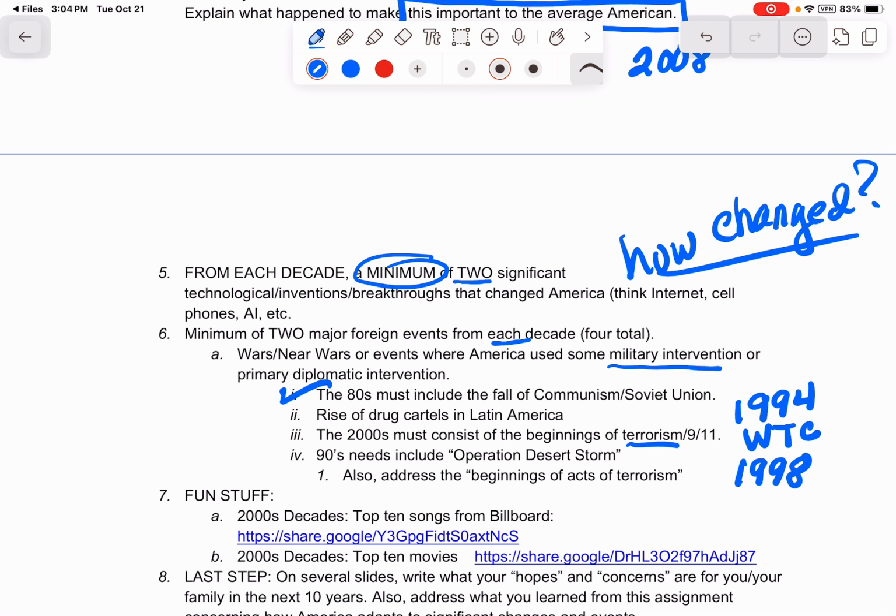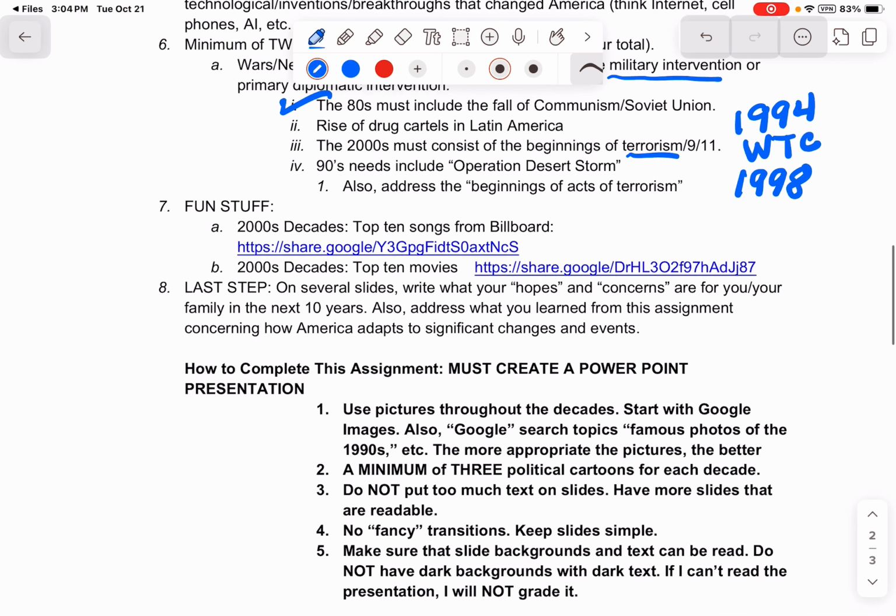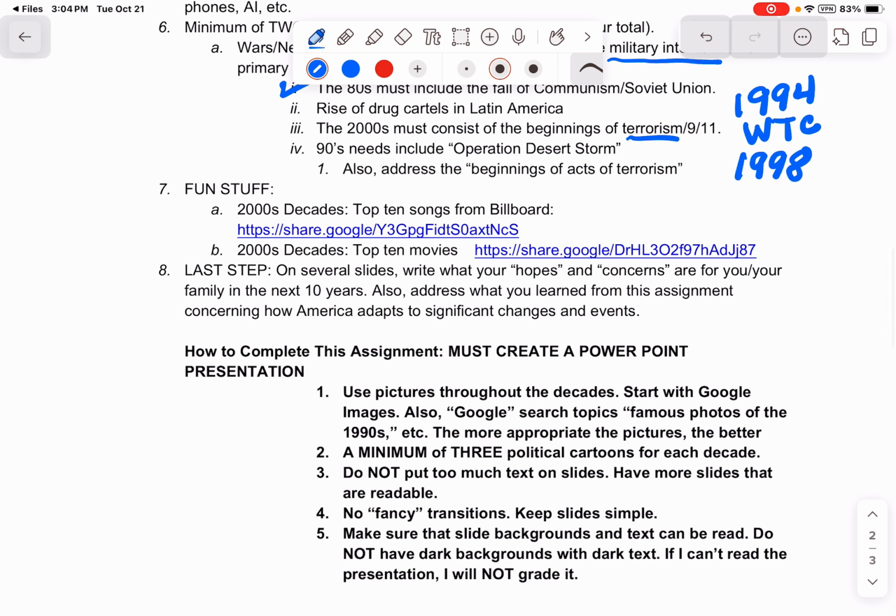And then I just threw in a little bit of fun stuff. What were the 10 top songs from Billboard during these decades? For example, here's the 2000s decade. There's a link that'll tell you what you need. The top movies from the decades.